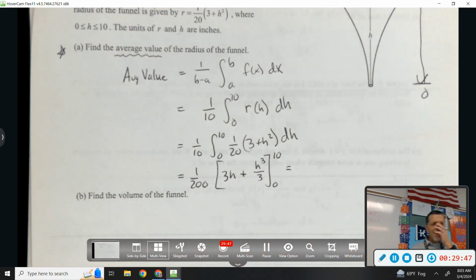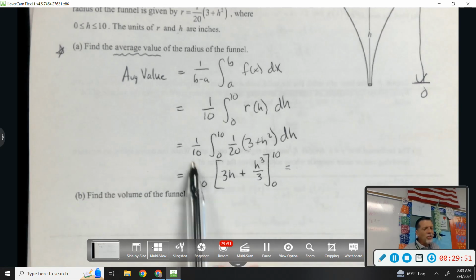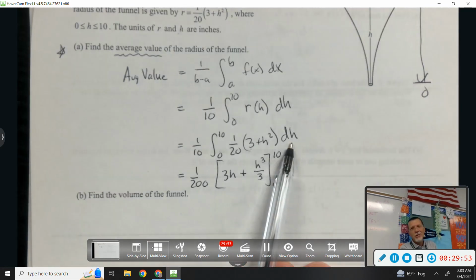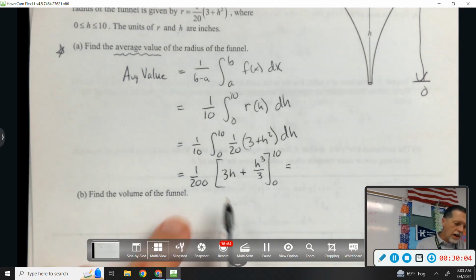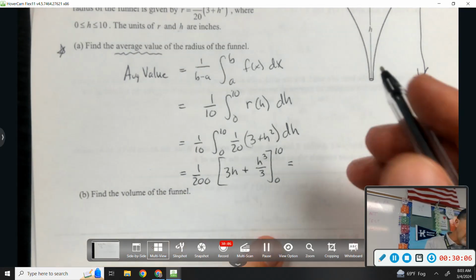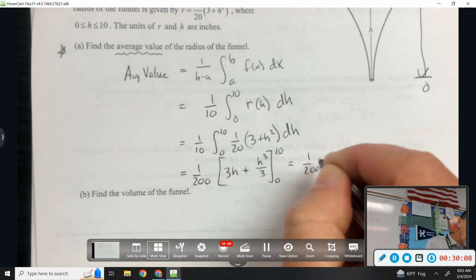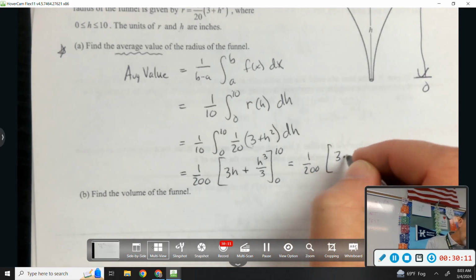From 0 to 10. That is not calculator ready yet. Right? I mean, it sort of is. It's graphing calculator ready, but it has to be scientific calculator ready. And it can't have any calculus left in it. So no, I can't leave it like that. I can't leave it like this either. I need to plug in the 10 and the 0. But I'm close. I'm close to calculator ready.